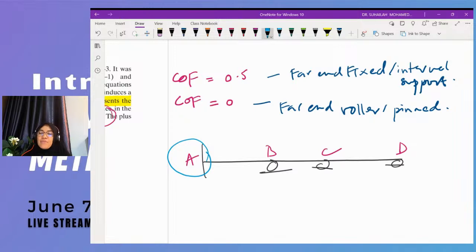However, for CD, D is roller. C is internal, D is roller. So for C we use 0.5, but for D we have to use 0.